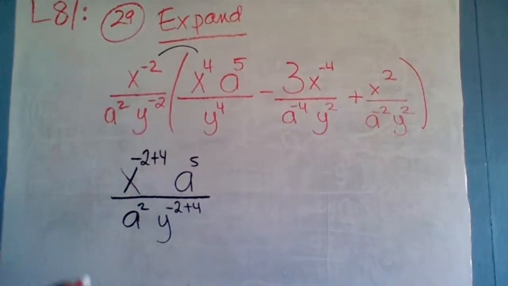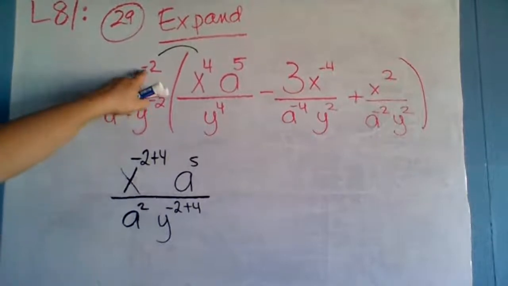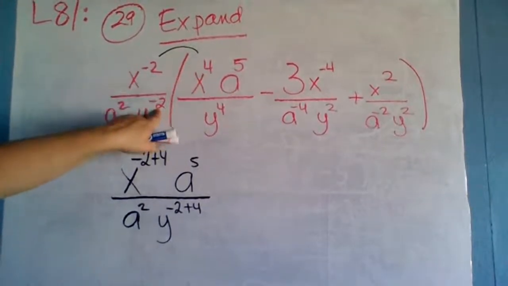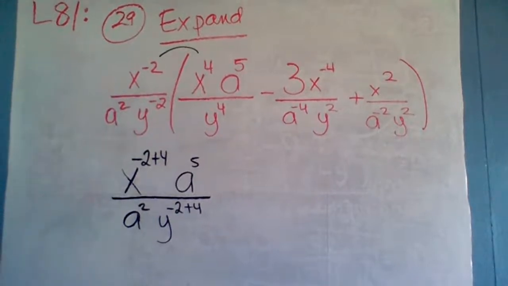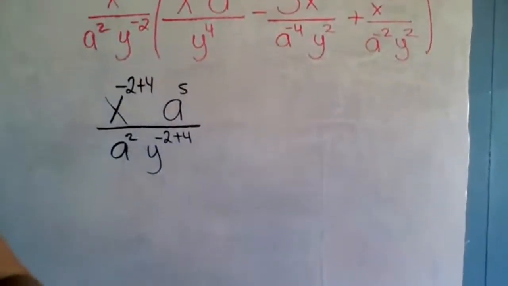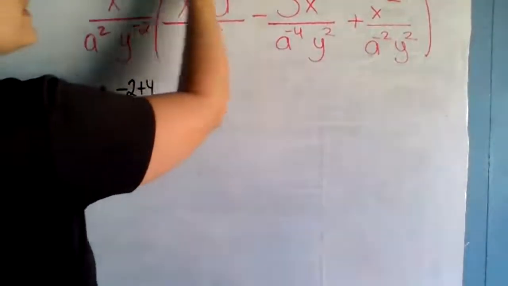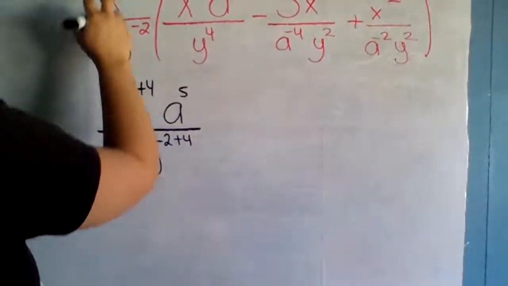Notice that I didn't change any signs. I didn't do anything other than just adding this plus this and this plus this because they have the same base and they're multiplying. Okay? All right, let's continue with the next one. The next one is this one times this one. Now here I have a negative 3 that I cannot forget because there's a 1 here.